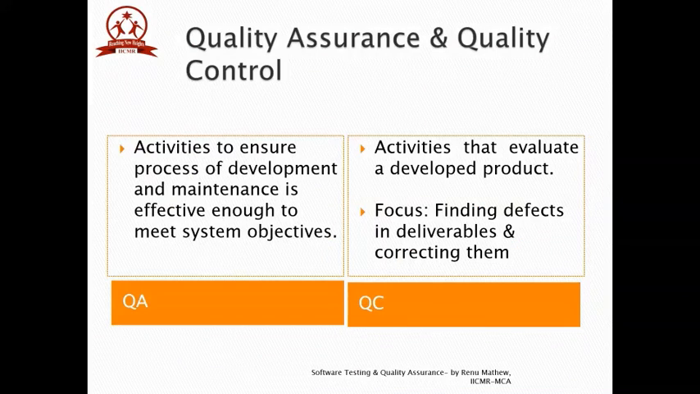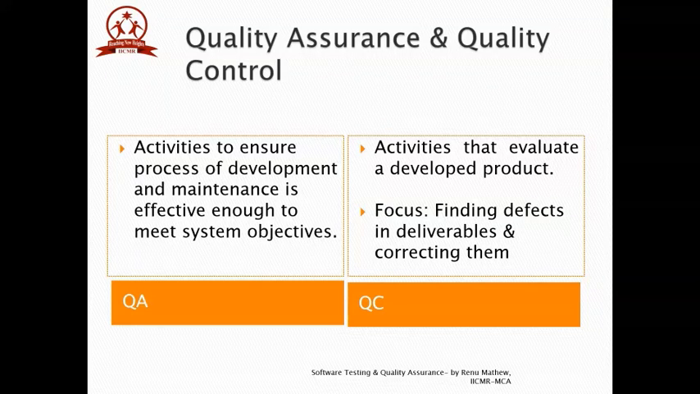Now, what is software quality assurance? Software quality assurance is simply a way to assure quality in the software. It is a set of activities designed to ensure that the process of development and maintenance is effective enough to ensure that a system will meet its objectives. In general, QA activities make sure that the development process is defined and appropriate for the needs of the organization.